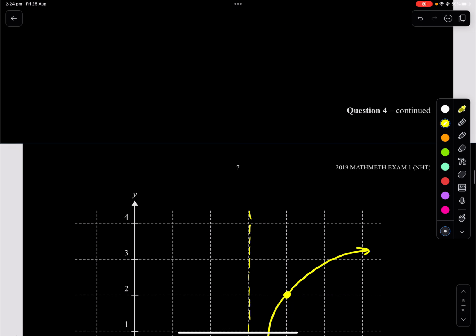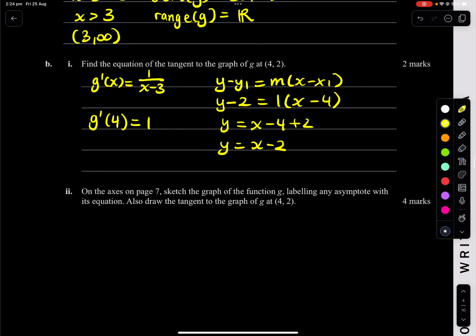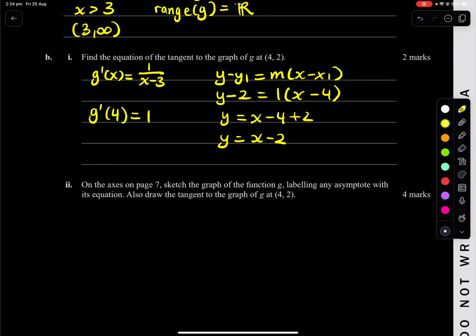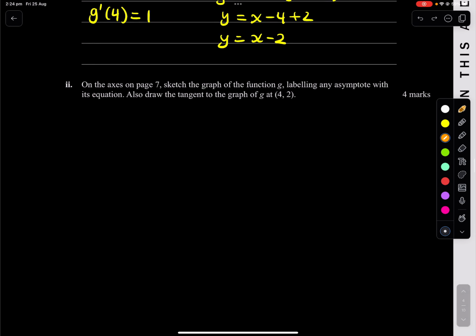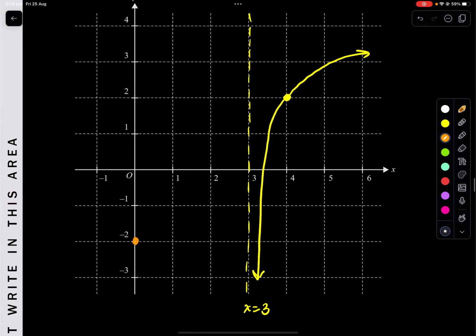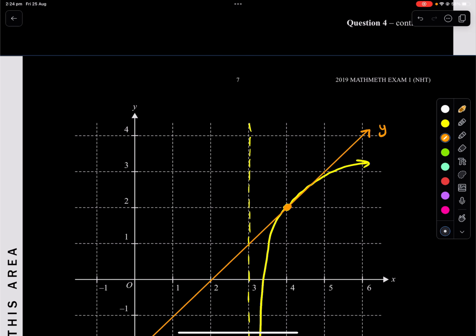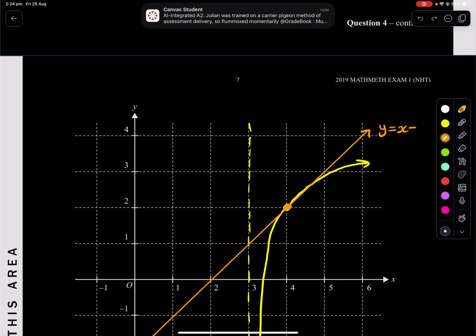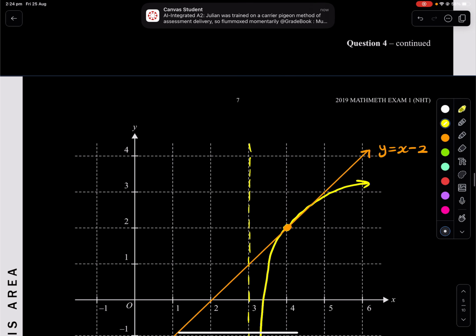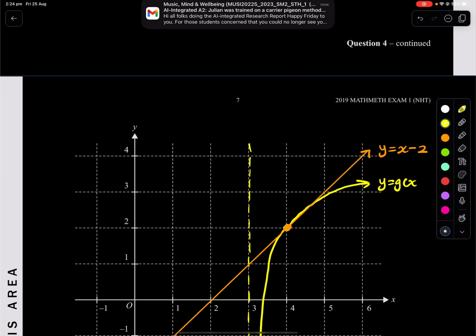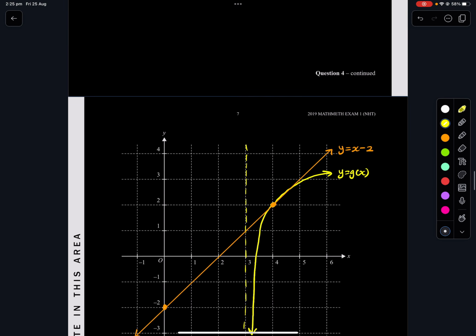And we know that there will be a tangent. We've labeled the asymptote, so I'm going to label any asymptote with its equation, and draw the tangent at 4, 2. We know the tangent is y equals x minus 2, so it will pass through negative 2 and through this point. So drawing a nice line that passes through those points, here is y equals x minus 2, and this over here is y equals g of x.